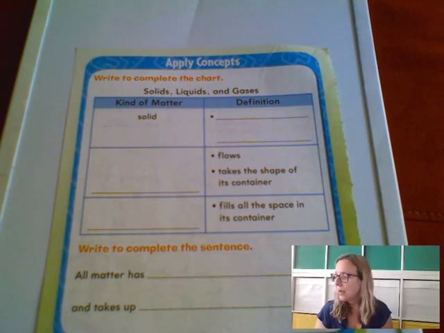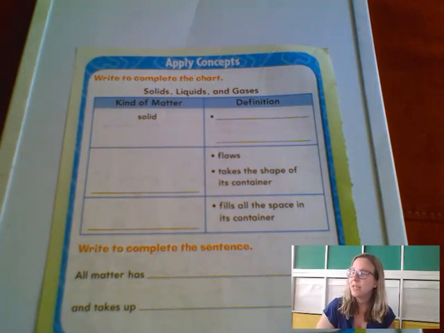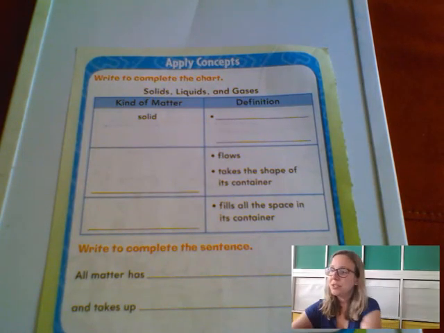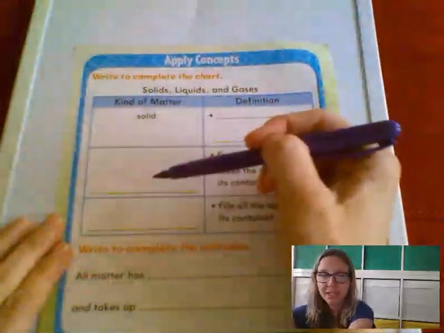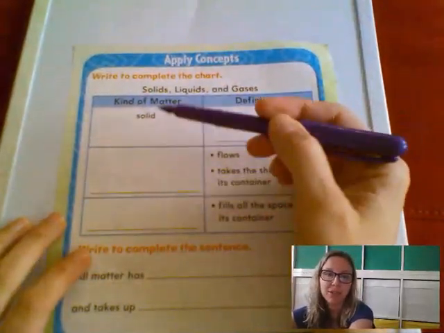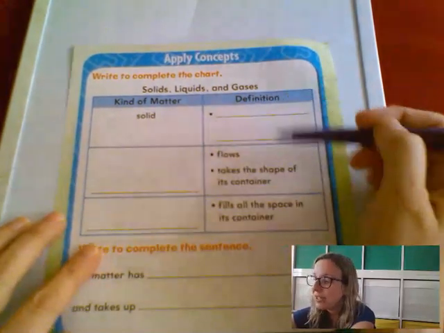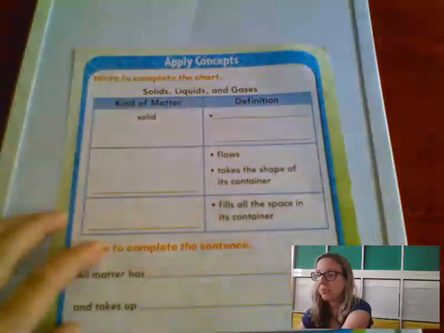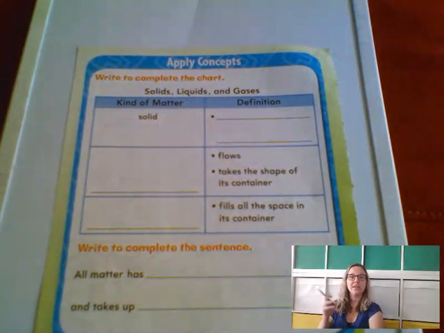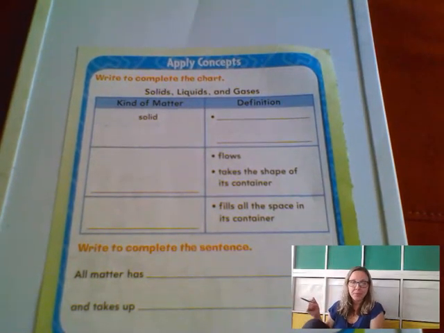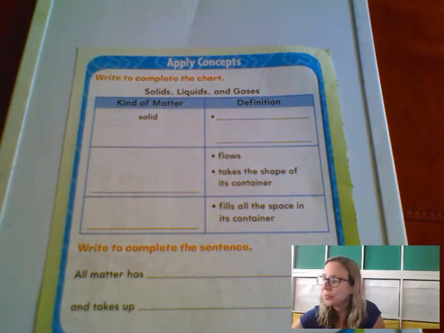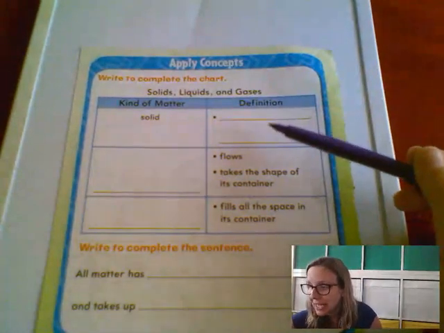Okay, so on page 348 it says write to complete the chart. So these boxes, we're going to put the types of matter or the kind of matter. So they have solid, so we're going to look to fill in liquid and gas. And then over here, it's the definition of what a solid, a liquid, or a gas is. Okay, so we want the definition of a solid.